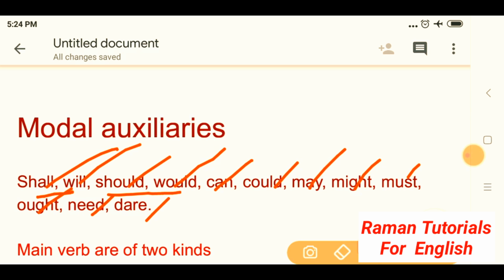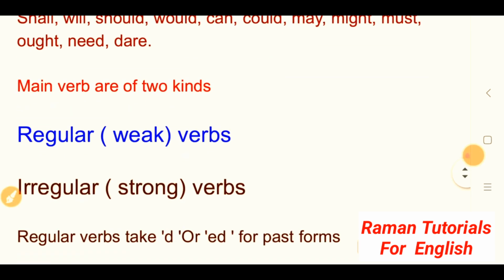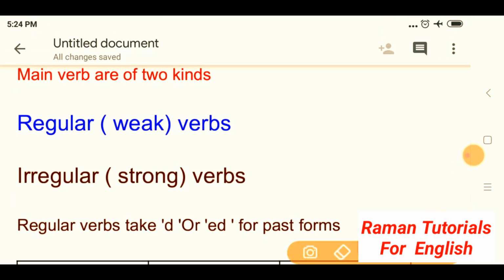I can swim. So this sentence expresses ability. And next, they may come. Again, the sentence expresses possibility. Okay. So here, main verbs are of two kinds. Regular verbs, also known as weak verbs, and irregular verbs, also known as strong verbs. So let's see what a regular verb is. A regular verb is a verb that when conjugated follows a regular pattern. Regular verbs add D or ED to form the past tense or past participle.